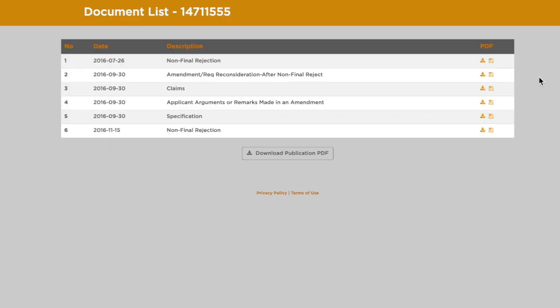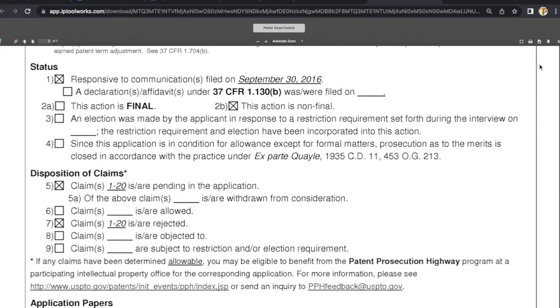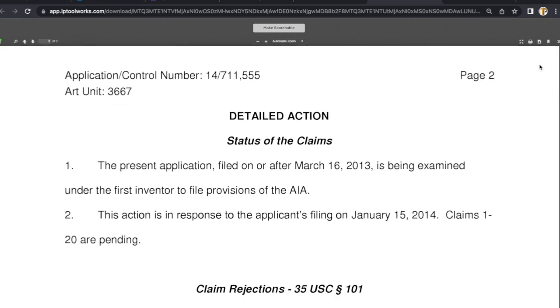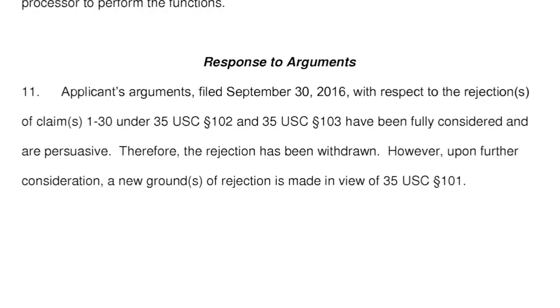Let's just take a quick look at what ended up happening in this case. They came back with another non-final, and the result was, okay, they got some 101s, but the arguments with respect to the rejections were fully considered and are persuasive. So it is possible. You can get over this. As I said, my general recommendation is not to fight these things. You can fight them, and as I think I've shown with this case, there are examples you can use if you want to see what succeeded. But again, it's a very high threshold. And if you're going to try and get over it, just be aware that the deck is stacked in the examiner's favor.